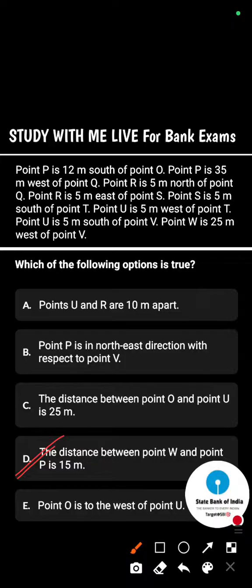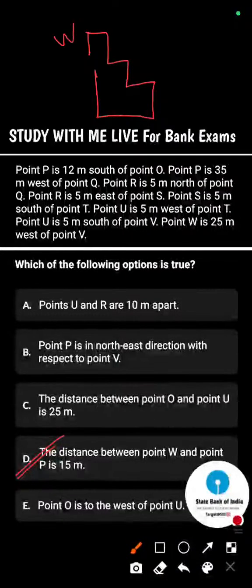Does everyone get this pattern? This is W and this is P. These are in alignment. Does everyone get the same pattern?